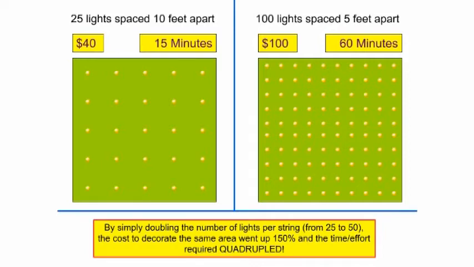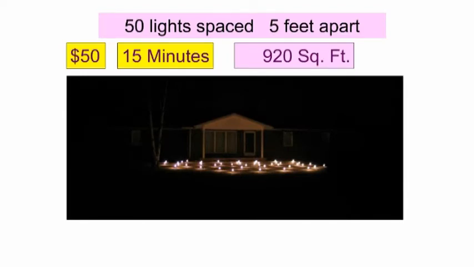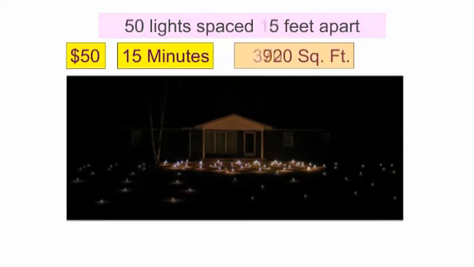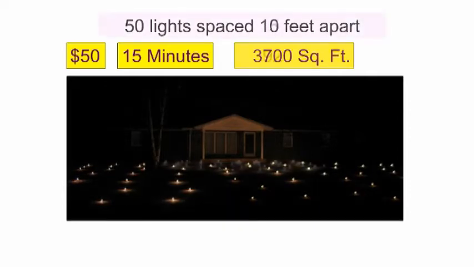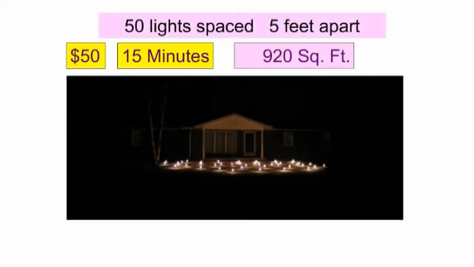So by simply doubling the number of lights per string from 25 to 50, the cost to decorate the same area went up 150% and the time and effort required to deploy the decoration quadrupled. This goes against the whole spirit of the lawn lights product. Lawn lights were designed for consumers who want an extraordinary display without the time, money, and effort of one. You wouldn't think that changing the distance between the lights would make much of a difference, but as you can see, it makes a huge impact.